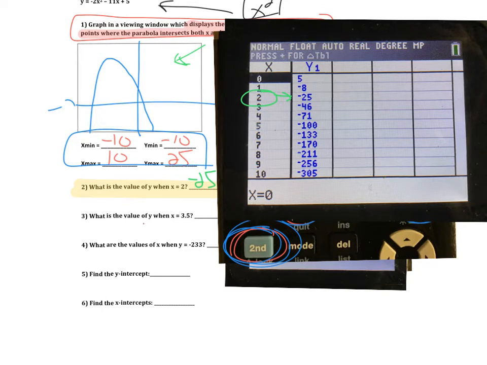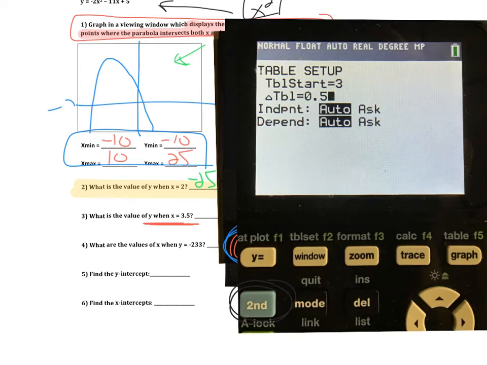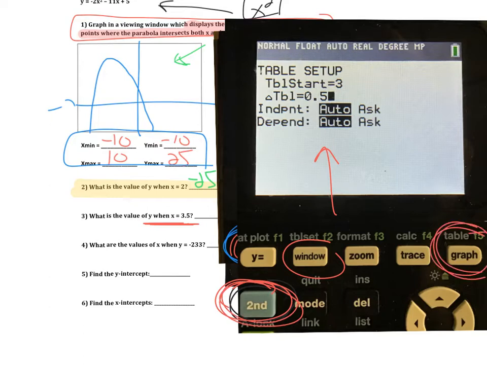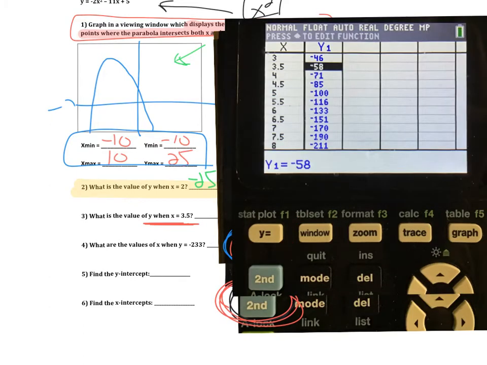Now we have to find the value of y when x is 3.5. So what I'll do is I'll go back to my table set. I'll go second and then window. And now I'll start my table at 3, and I'll change my delta table to 0.5. So now my table will start at 3 and go up by a half, or 0.5. Now I'll go second and graph for table. And when I do that, here the value of y when x is 3.5 is negative 58.